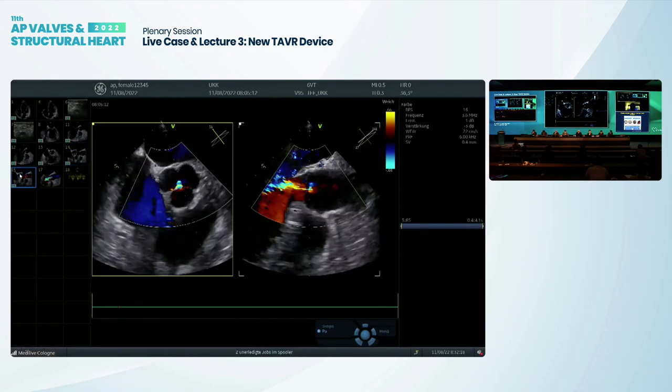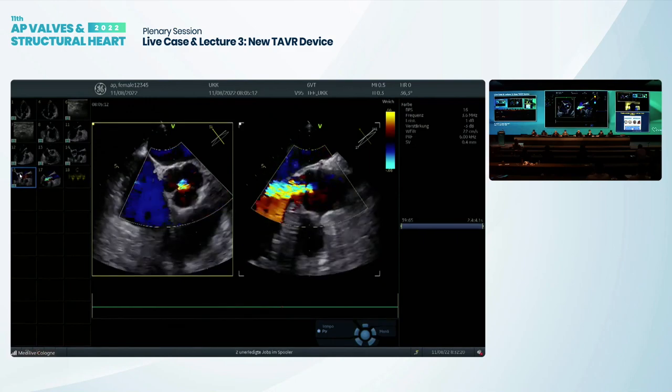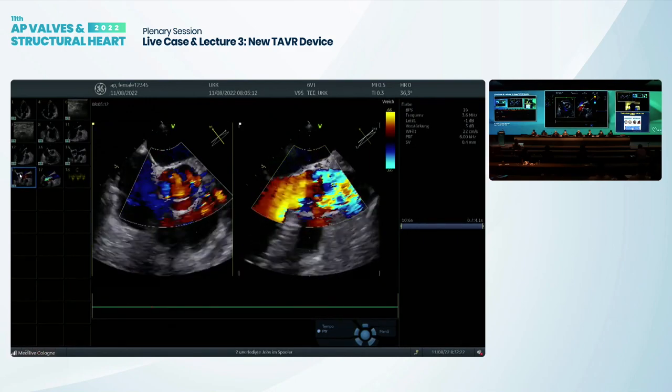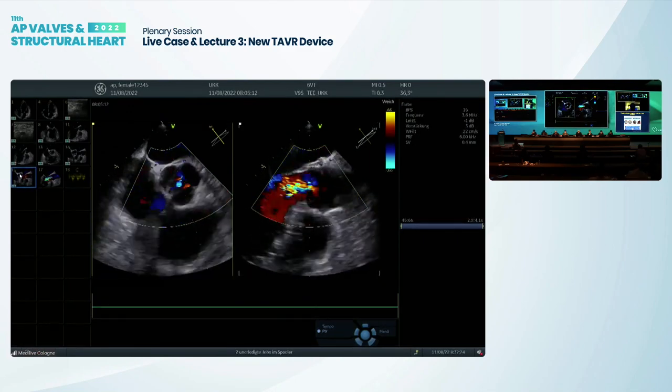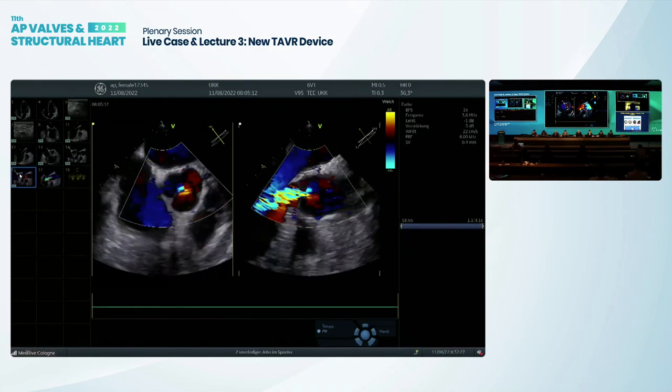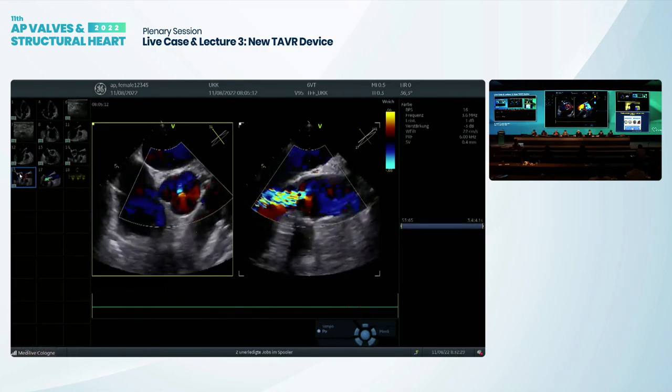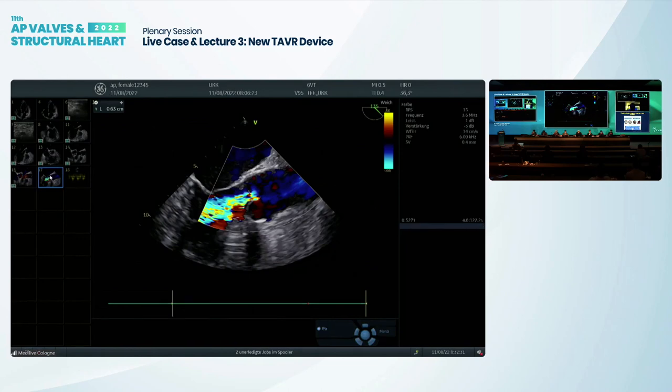For the jet itself, the regurgitation is quite central as expected, and we can also see that the regurgitation jet covers approximately 80% of the LVOT area. So this is a sign already for a severe aortic regurgitation. As I calculated the vena contracta here, it is just above 6 millimeters. So also here we have a grade 3, so a severe aortic regurgitation with also quite clear signs of hemodynamic relevance with the LV ejection fraction of below 50%.